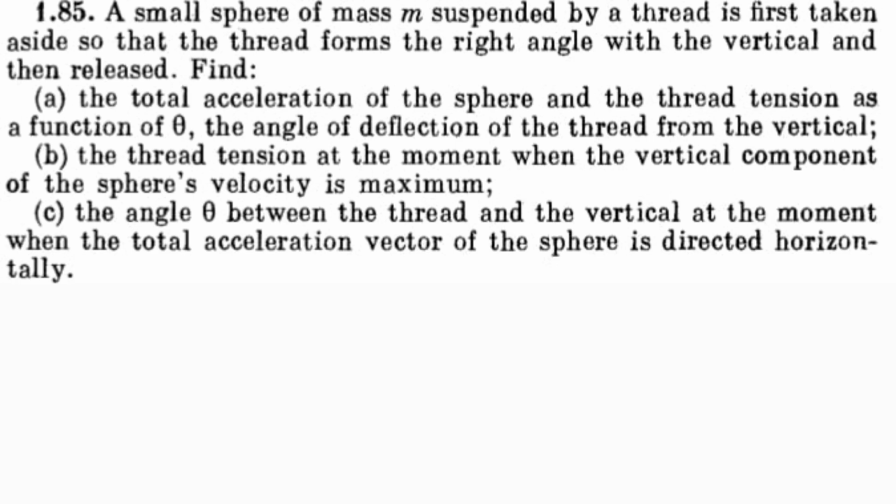The thread tension at the moment when the vertical component of the sphere's velocity is maximum, and the third part, the angle theta between the thread and the vertical at the moment when the total acceleration vector of the sphere is directed horizontally. So we have these three parts to be discussed from this problem, which is an example of non-uniform circular motion.